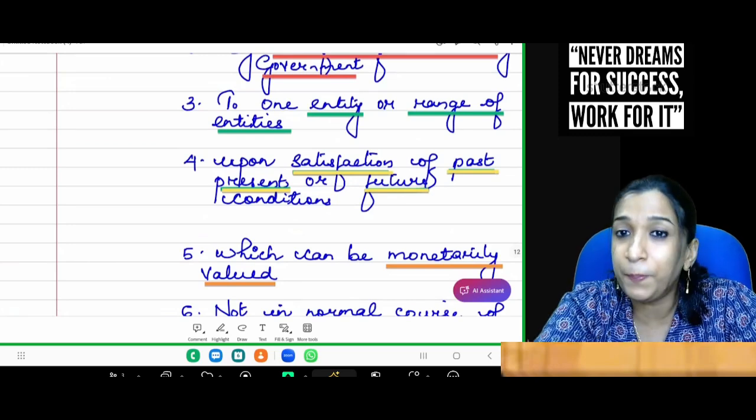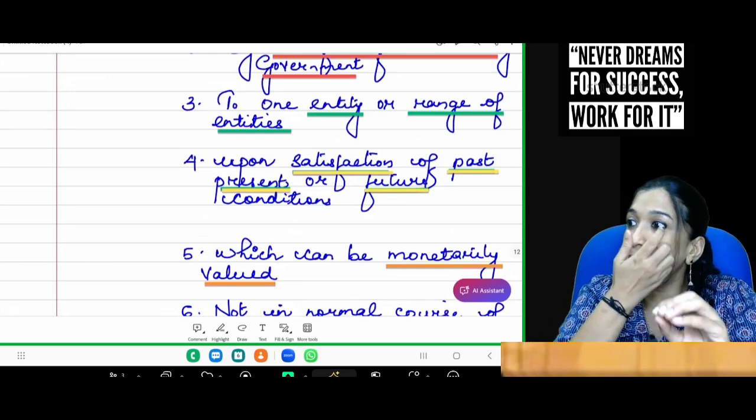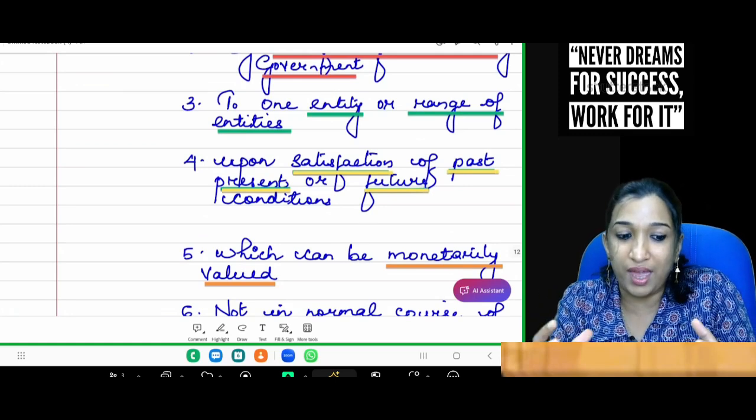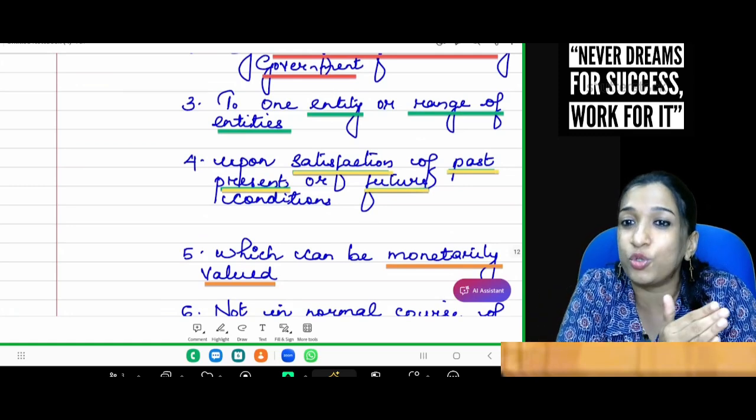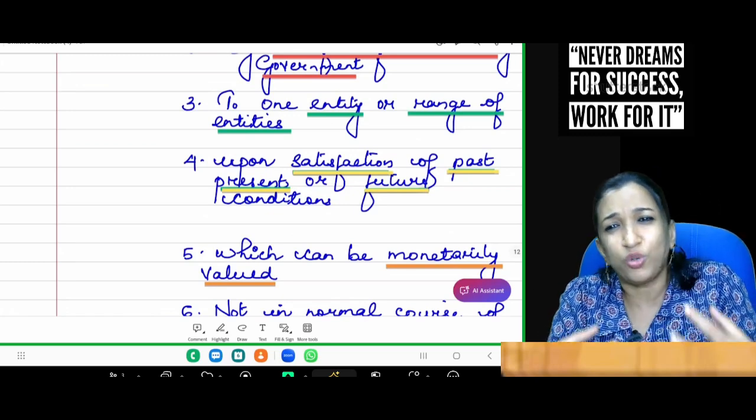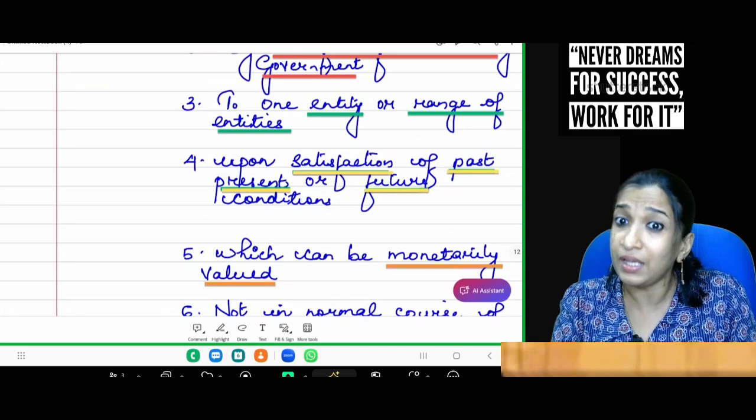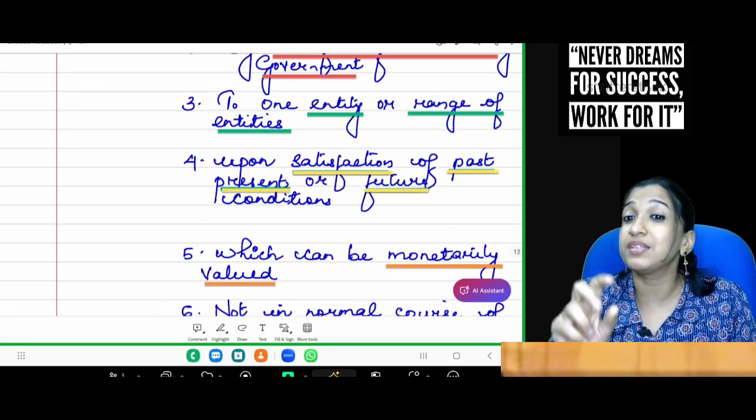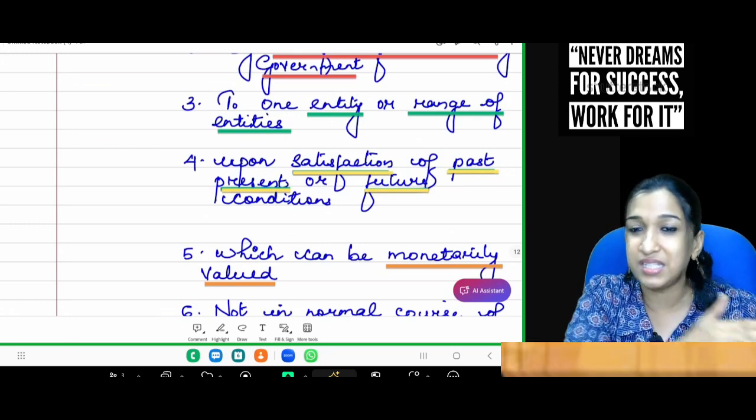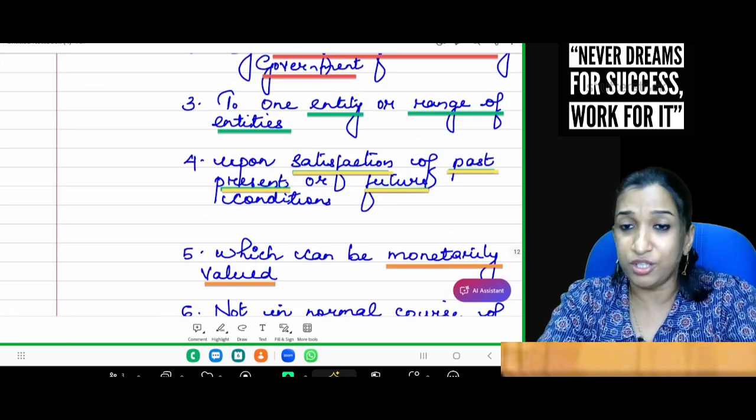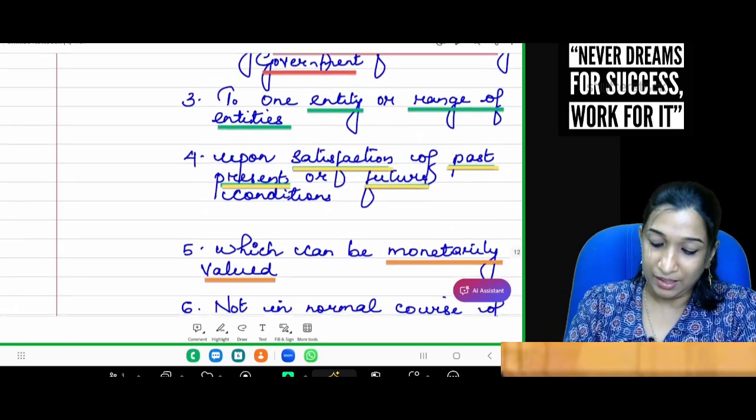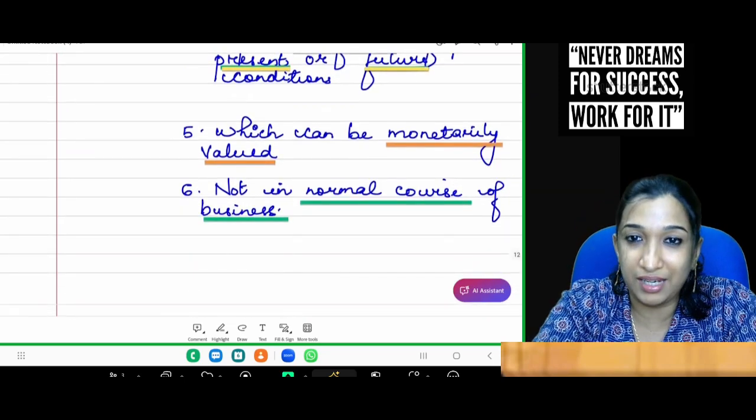It can be to one particular entity, or maybe to an industry, or maybe to a range of entities where the turnover is equal to or less than 20 crores or net worth is equal to or less than 10 crores. There could be some criteria. And very important, upon satisfaction of some conditions. It can be related to past, present or future, but generally grants are conditional grants, which can be monetarily valued.